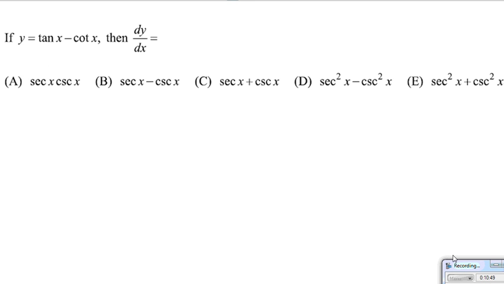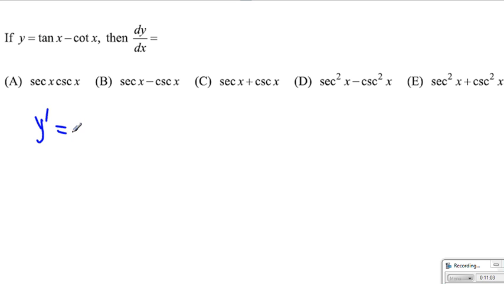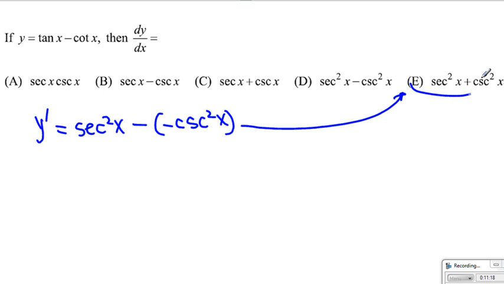Alright, so the next question. We have y given as tangent x and negative cotangent of x. Now, what is the derivative of that? In fact, this is relatively simple because the derivative of tangent x is secant squared x, minus the derivative of cotangent x, which is negative cosecant squared x. So therefore, these two become positive, then our answer becomes E, right over here.